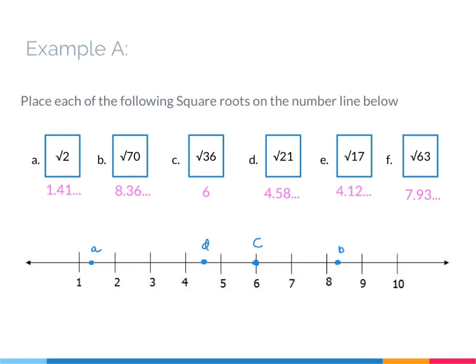Square root of 17 is 4.12, so that's going to be closer to 4 than D was, and I'm going to label that E. And then I've got F is 7.93, so that's very close to 8, but not quite, and I'm going to go ahead and put my dot and label that F. So now I have all of my points labeled on my number line, and I've completed this question. Let's move on to the next one.